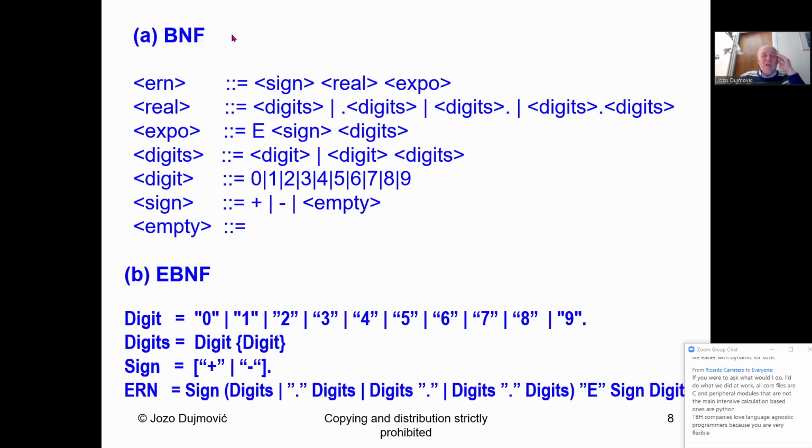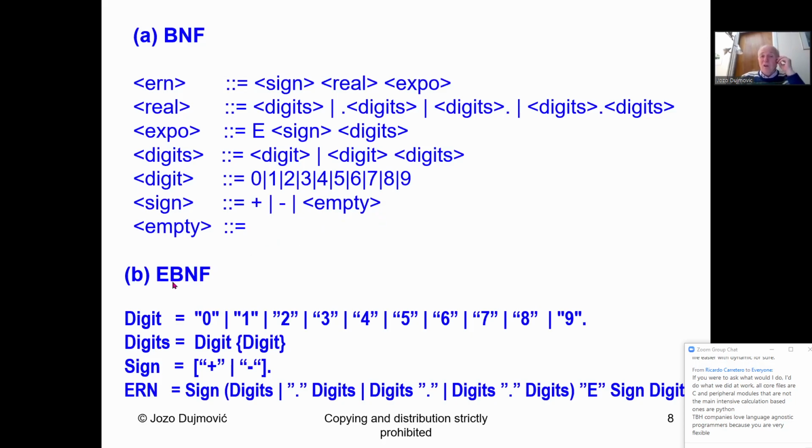So in the case of BNF, you say exponential real number is sign, real, and exponential part. Real part is digits, or dot digits, digits dot, or digits dot digits. Now, what is exponential part? You have the letter E, can be uppercase or lowercase, and then you have sign, followed by digits. So this is the exponential part. Digits can be one digit or one digit in front of other digits. So recursively define unsigned integer. Digit is 0 through 9, sign is plus or minus or empty, empty is empty, and that's all.